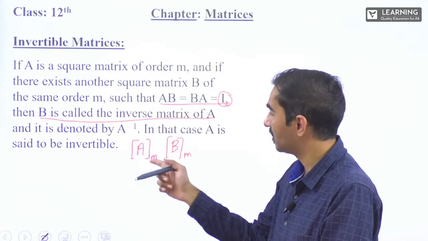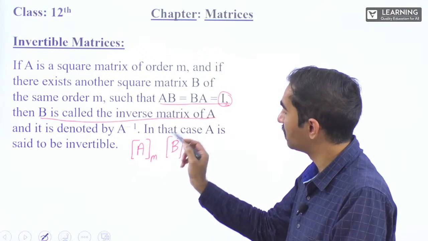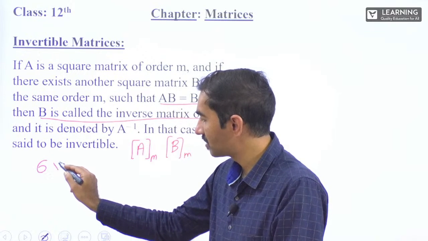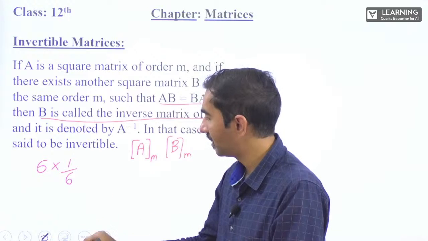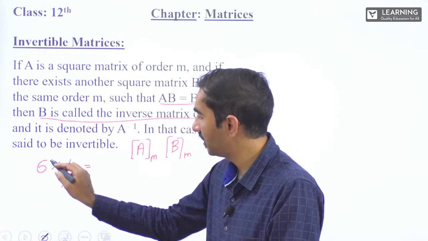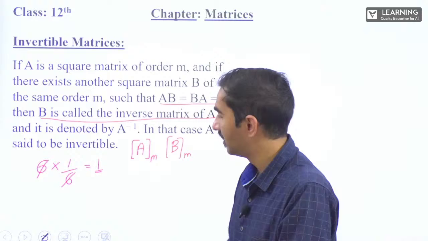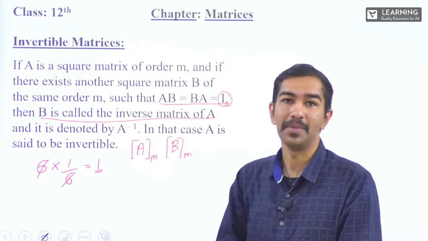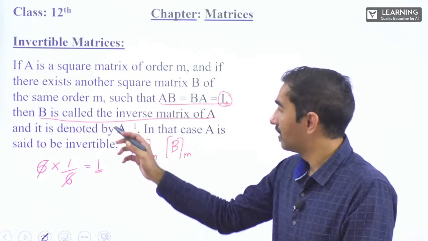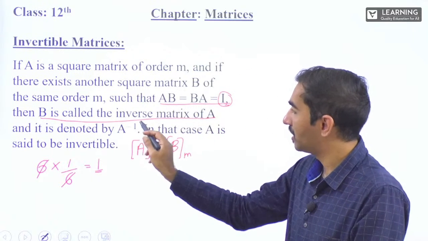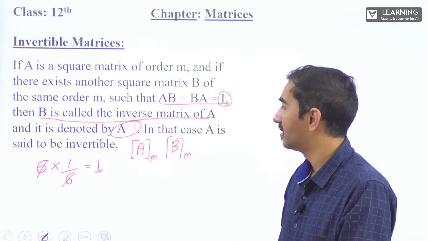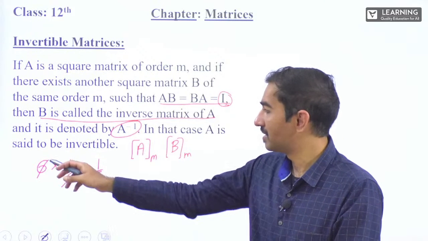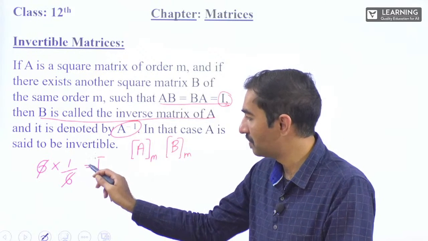Now we'll take an example, students. If 6 is a number, what is the inverse of 6? 1 by 6. Correct. So 6 and 6 will get cancelled and we'll be getting 1. Same thing here, but I is the identity matrix. So B is called the inverse of matrix A and is denoted by A inverse. In that case, A is said to be invertible. Understood? Same thing, 6 into 1 by 6, the 6s get cancelled.